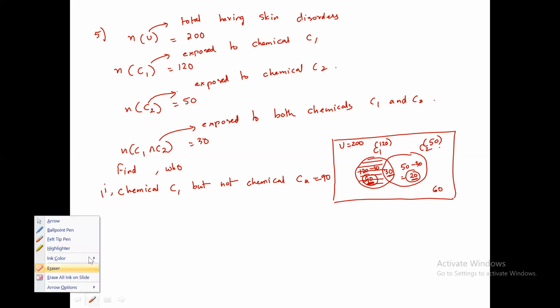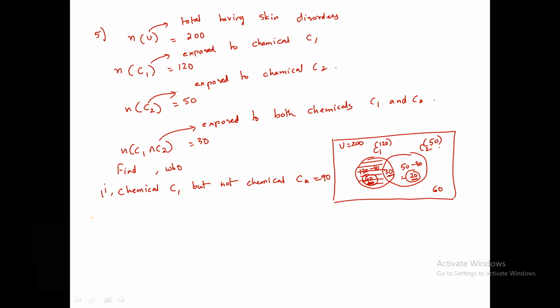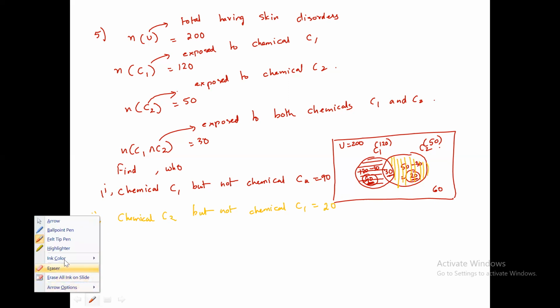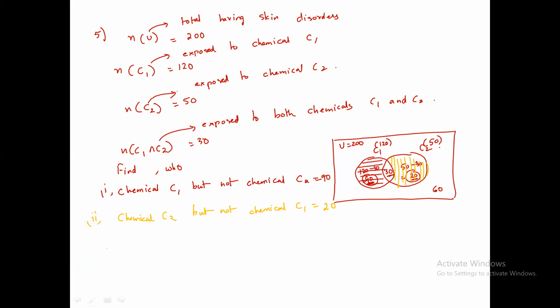Okay, second one. I will use a different color for the second one. Number of people who are infected by chemical C2 but not chemical C1. So they are infected by chemical C2 but not C1. We are not taking C1 at all. We are not shading it. So how many people? 20. Isn't this easy, using the Venn diagram?